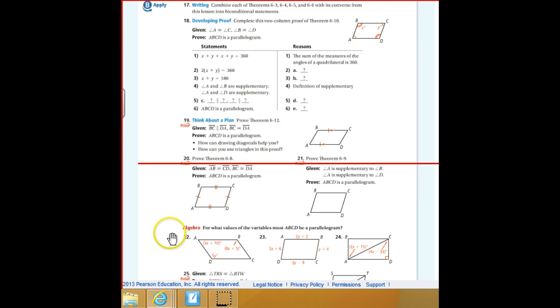Take a look at some of these proofs. Take a look at number 20. I'm given that AB is congruent to CD and BC is congruent to AD. It's pretty straightforward to prove that's a parallelogram. All you have to do is write the givens, and then from there you can jump straight to ABCD as a parallelogram in the proof statement. And the reason would be both pairs of opposite sides are congruent.